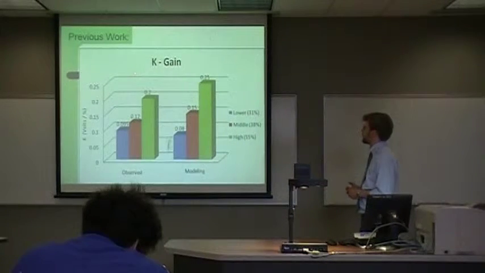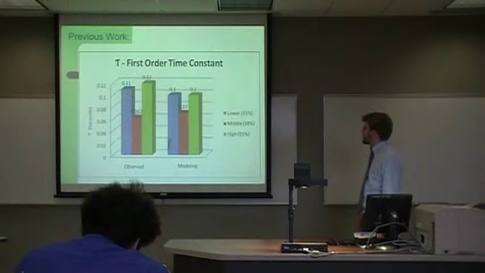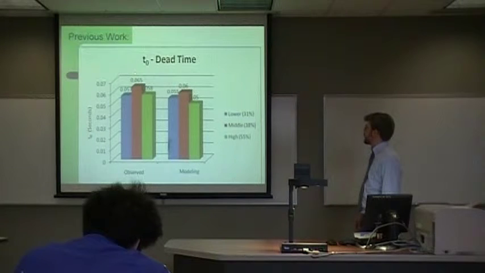Here's the gain for the lower, middle, and high between the observed and modeling. I think this is for frequency response. They're pretty much the same, off by a little bit. Not too much of a difference between the modeling and the observed. The first order time constants are very similar between what we observed experimentally and from the models. And again, same with the dead time, which is practically the same.